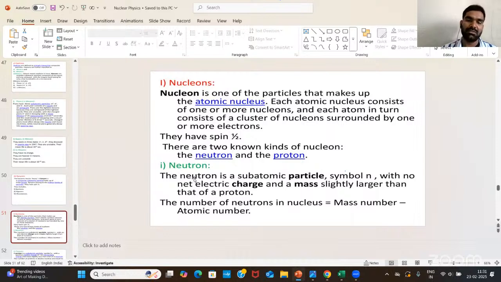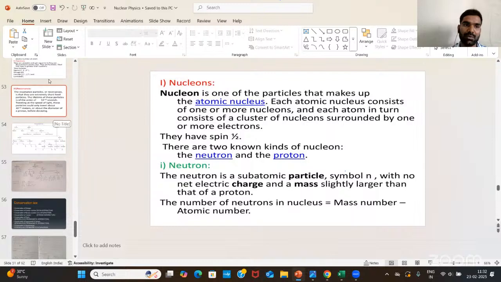So neutron, what is a neutron? A neutron is a subatomic particle given by the symbol N with no electric charge and mass slightly larger than the proton. The proton mass is somewhat less than the neutron. The number of neutrons in the nucleus equals the mass number minus the atomic number. Atomic number is nothing but the number of protons. Mass number is the number of nucleons, that is protons plus neutrons, minus protons, and you will get the number of neutrons.